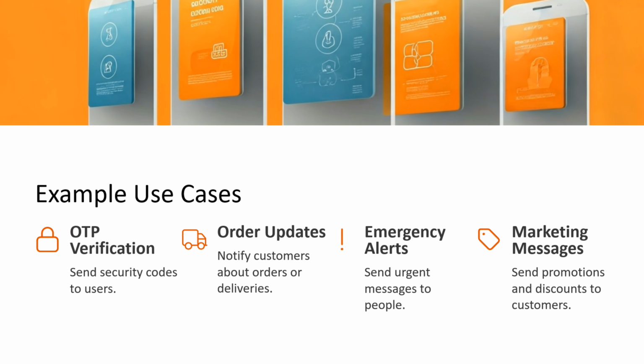What are the example use cases we can use this feature? First one is OTP verification. Send security codes to users. Second one is order updates. Notify customers about orders and deliveries. Third one is emergency alerts. Send urgent messages to people. Fourth one is marketing messages. Send promotions and discounts to customers.